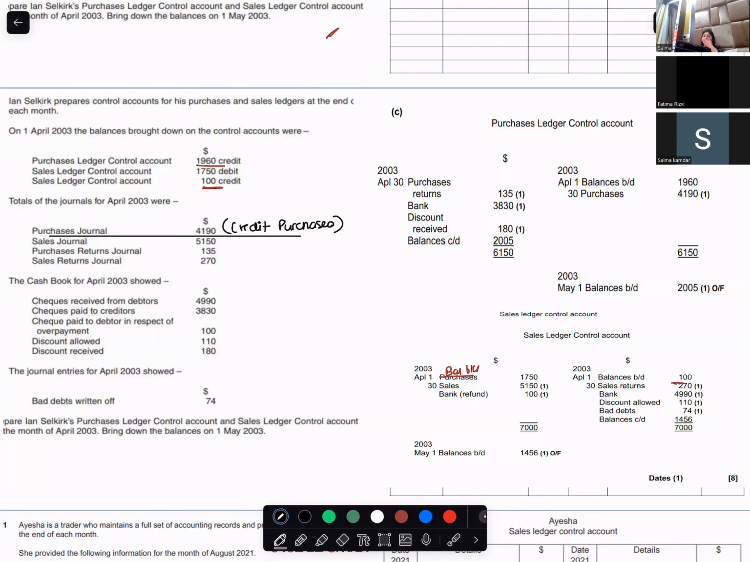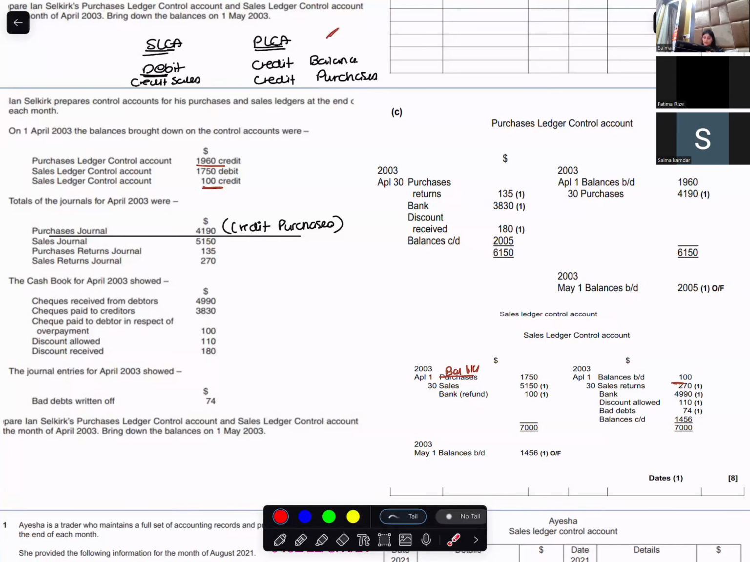Credit purchases. PLCA has what balance? Debit balance. Darling, SLCA has what balance? Oh, credit balance. SLCA has debit balance. PLCA has which balance? Credit balance. Below that, credit purchases. And in SLCA below that would be credit sales. Are you with me?